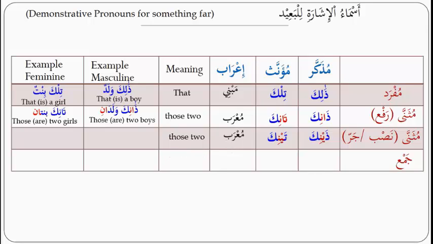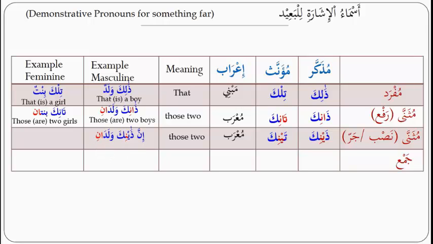And this also means those two, but it is morab. It is mansub, or in the state of nasb, because of the ya, right? Or it's majroor, or in the state of jar, with ya. Either one of them, it is with ya, right? When it is majroor or mansub, it changes from dhanika to dhainika, and tanika to tainika.